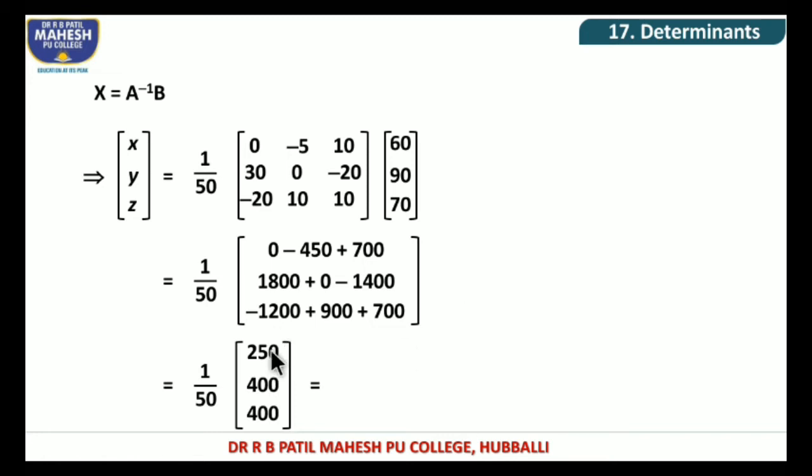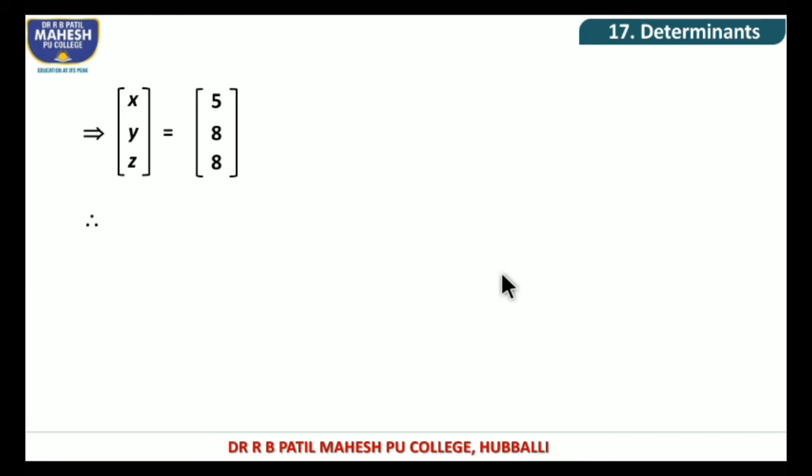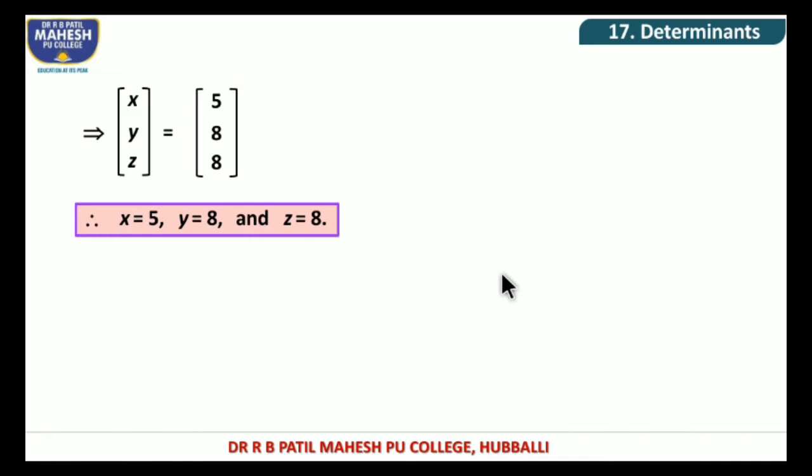Then we divide all three elements by 50, because multiplying by 1 by 50 means we have to divide by 50 here. Therefore, we have 5, 8, 8. So after getting the three values, we get the values of x, y, z. The column matrix x, y, z is equal to 5, 8, 8. Therefore, x is equal to 5, y is equal to 8, z is equal to 8.